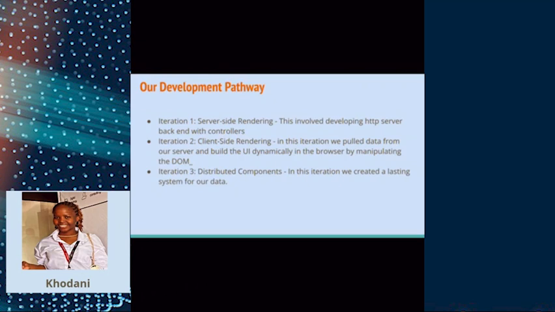So in our development pathway to build this project, we had iteration one, where it was the server side rendering, which involved developing the HTTPS server backend with controllers. The iteration two was the client side rendering. In this iteration, we were pulling the data from our server in order to build the UI dynamically in the browser by manipulating the DOM. Iteration 3 was the distributed components, which was the iteration where we created a lasting system for our data.